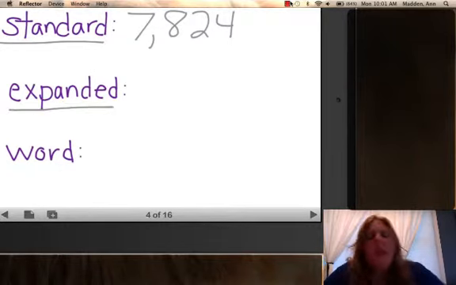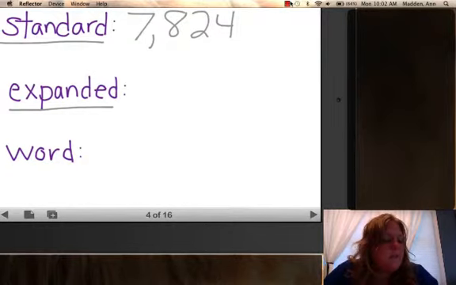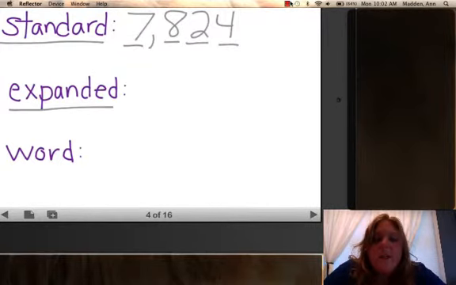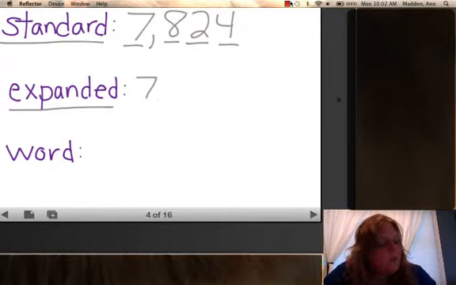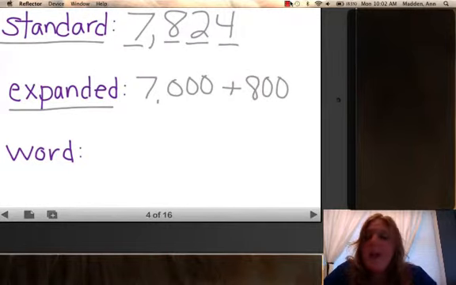Expanded form is something that you probably don't see very often in the world, but what expanded form does, it helps us remember that each digit, the 7, the 8, the 2, the 4, holds a specific place value. So when I write expanded form out, I show that the 7 doesn't mean 7, it really means 7,000. The 8 doesn't mean 8. It's in the hundred spot, so it really means 800. The 2 is not a 2.